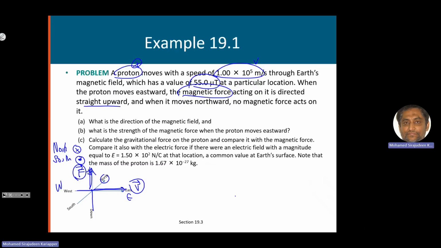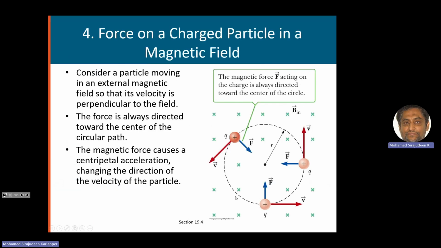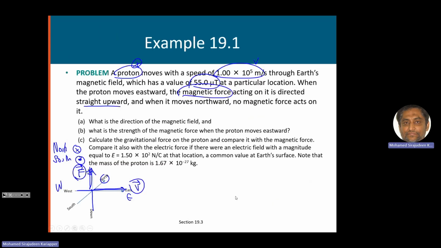No, the force is actually up. So that means my magnetic field is wrong. It has to be the other way. So I put it in the north. Then look at it. Velocity cross B, I'm getting the correct direction for the magnetic force. So the direction is north.